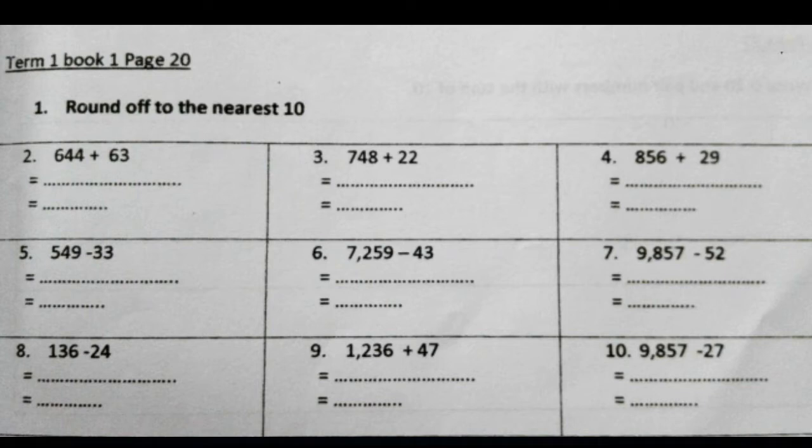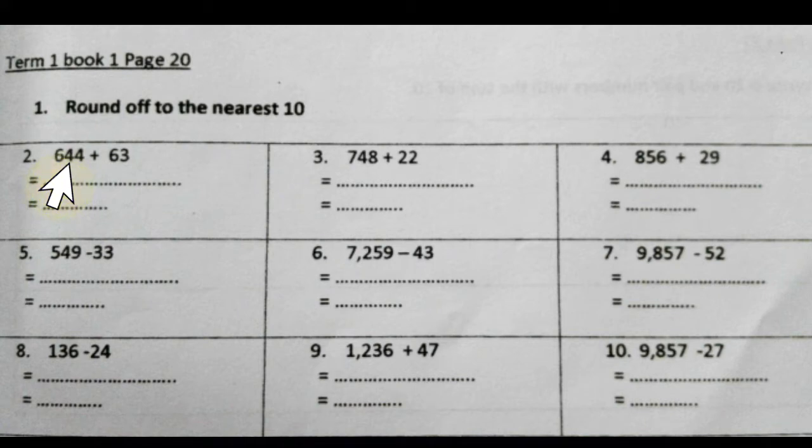Number 2. 644 plus 63. 4 is in tens place and the other 4 is in ones place. Since 4 is a rounding down number, we cannot add 1 to 4. So this 4 remains 4 and the other 4 turns to 0.